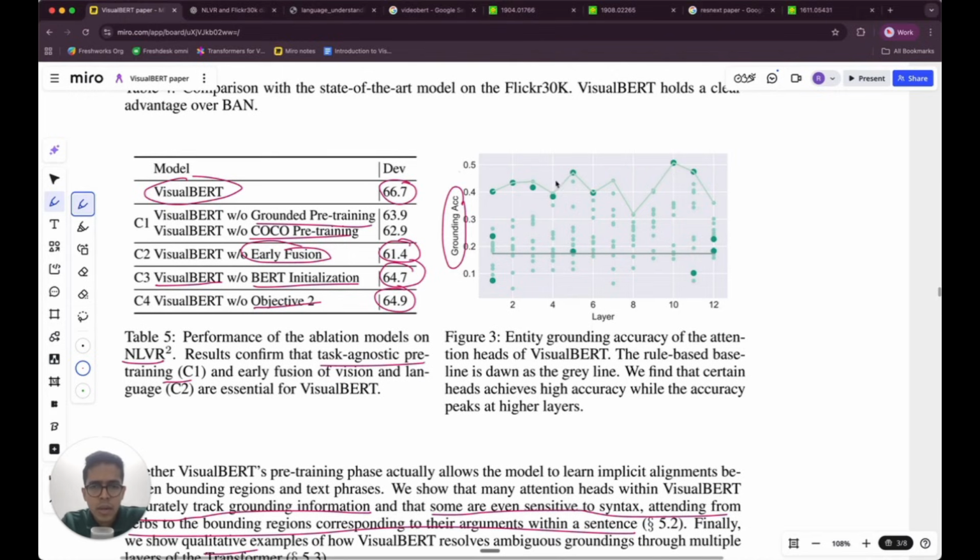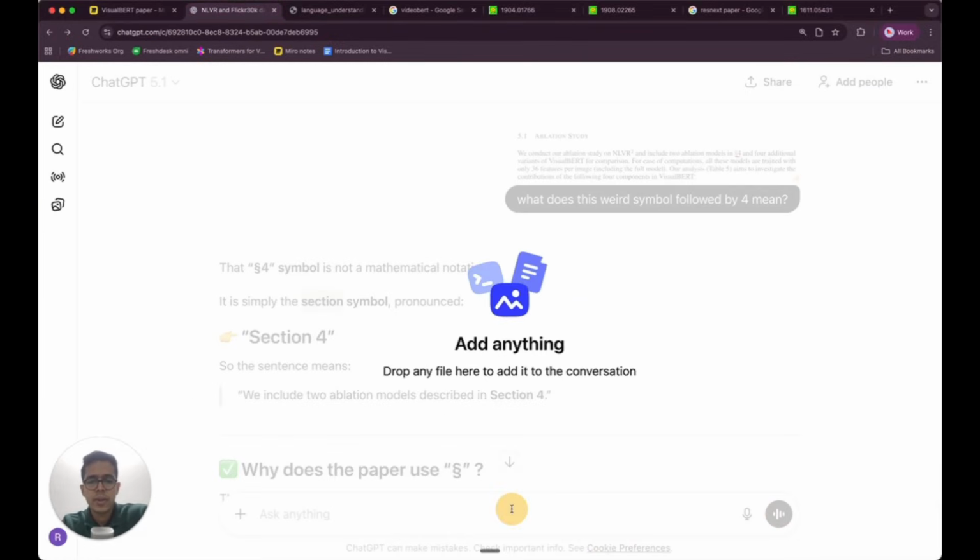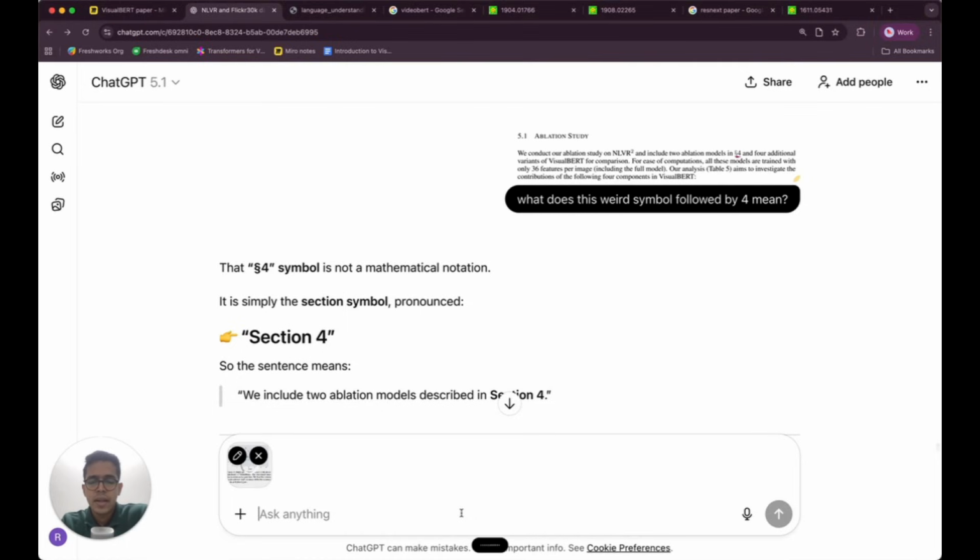But what is this top curve? Is this the best accuracy? Let me ask ChatGPT, what is the line shown at the top? In this figure from the VisualBERT paper, what is the line that is shown at the top? The line that connects the dots.